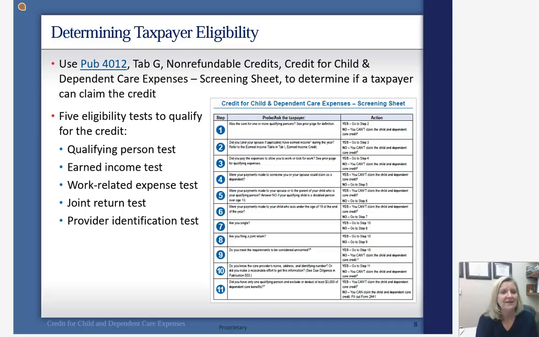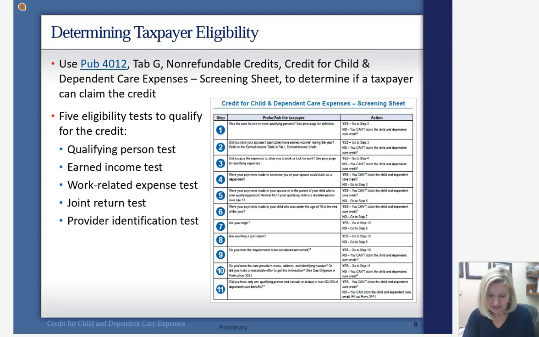So how do we determine the eligibility for this credit? The Q&A screening sheet on page G15 is really beneficial. Was the care for one or more qualifying persons? And in order to figure out who a qualifying person is, you look on page G14 of your 4012. It is a child who is under the age of 13. So if you have expenses that were incurred for a child that was 13 or older, those are not qualifying expenses, and it's not a qualifying person.